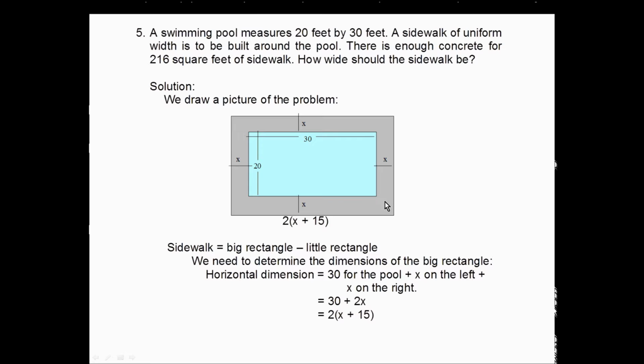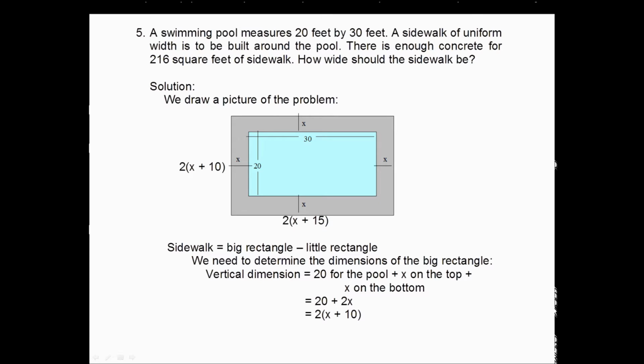If I do the vertical, the vertical is 20 for the pool, and then I put an x on the top and an x on the bottom. So the vertical dimension of this big rectangle is 20 plus 2x. Again, I can factor out a 2, and let me put it in correct order. So I'll have 2 times x plus 10. So I've got my dimensions for the big rectangle.